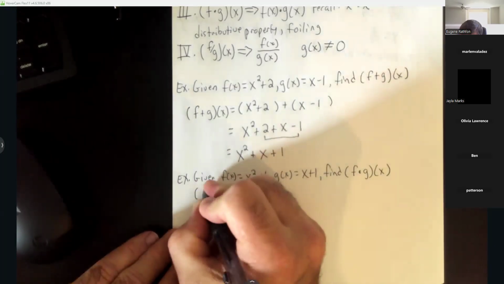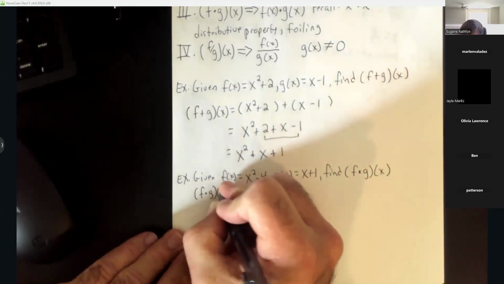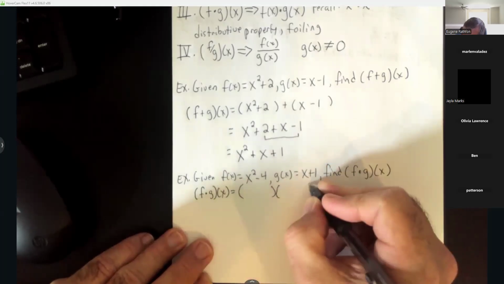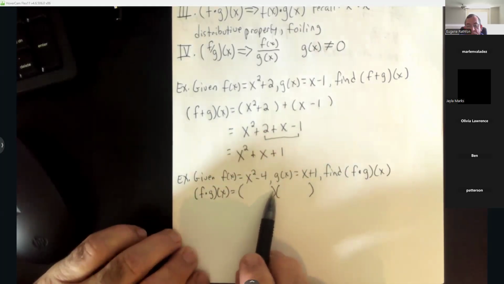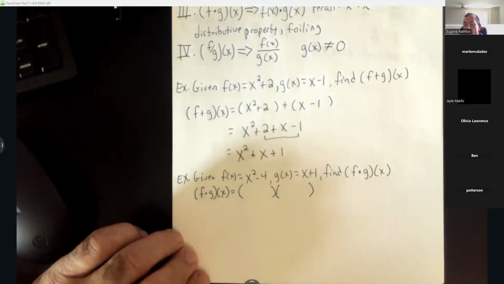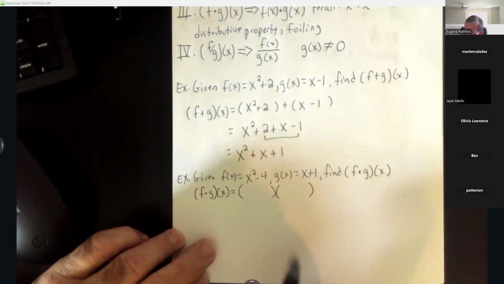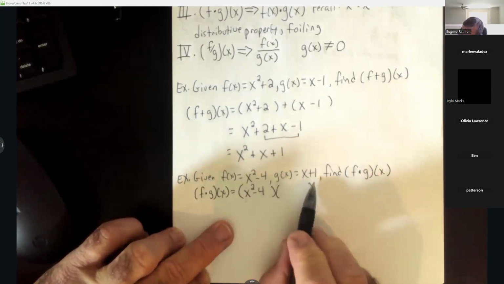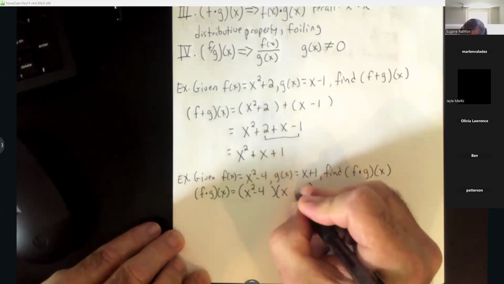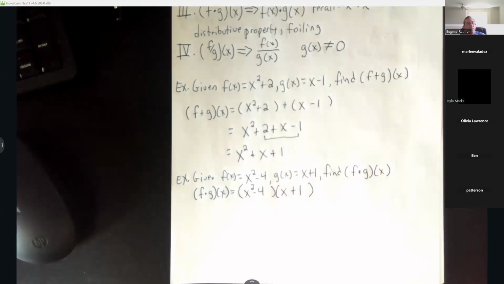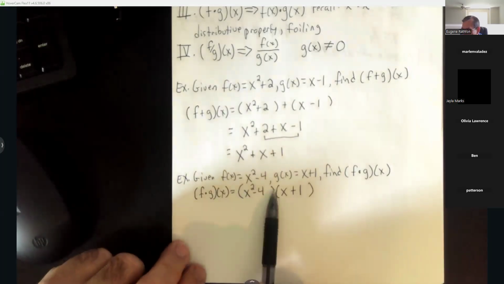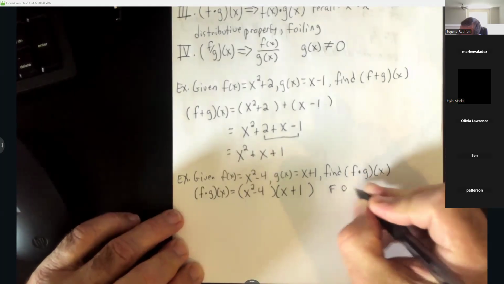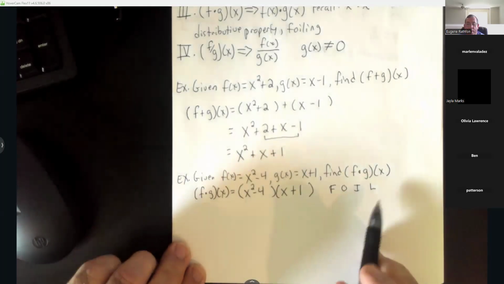All right, so we're multiplying. So we're going to have f times g of x equals my f times my g. So I'm putting these parentheses right next together to imply multiplication. Let's put f in. That's x squared minus 4. And then g was x plus 1. So y'all, this is where we taught y'all when y'all had two things times two things. This is where we did the foiling stuff.